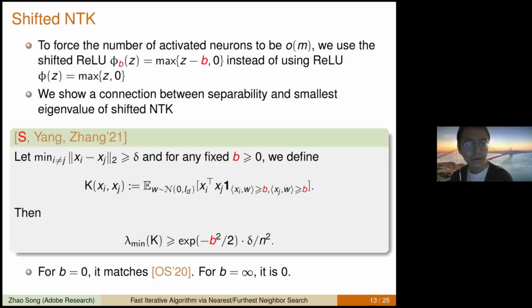As you can see from this bound, for b equal to 0, it matches the OS20 paper. And for b going to infinity, the indicator function will always output 0. So the entire kernel function will just be 0 forever, and therefore the minimum eigenvalue is also 0. So it also matches some intuition.